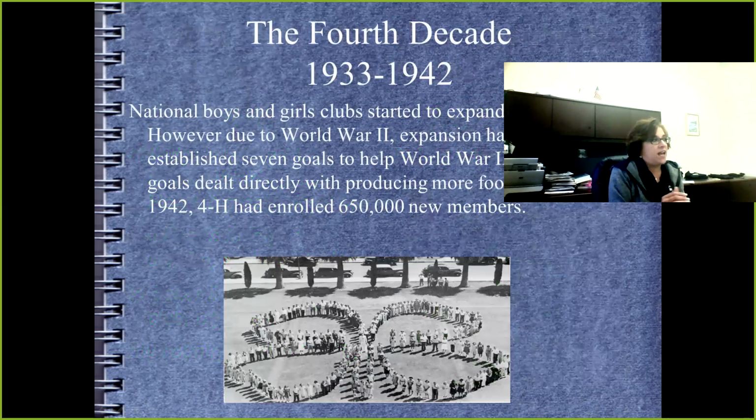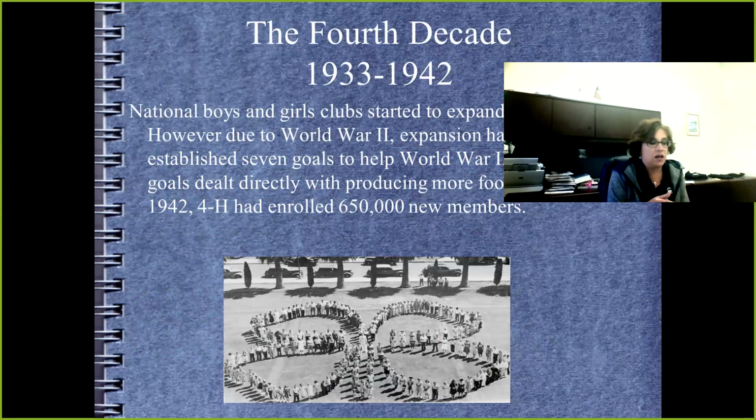Our fourth decade started, and this is where they really wanted to start expanding our programs. But because of World War II, they had to stop expansion. Pretty much a lot of 4-H programs within the country were, as with most things in our country, halted during World War II because all of our efforts focused on the war effort.